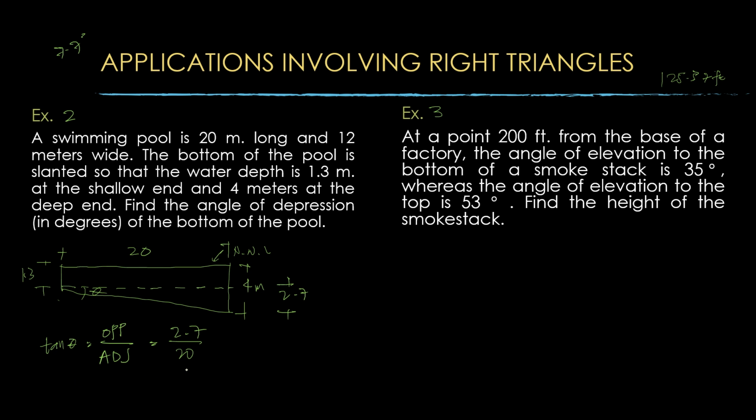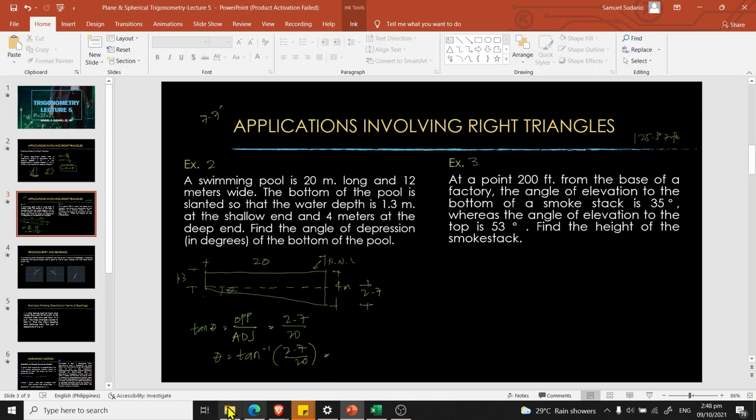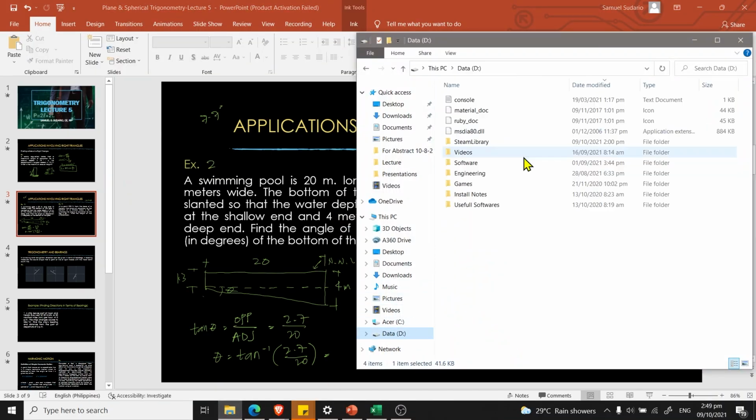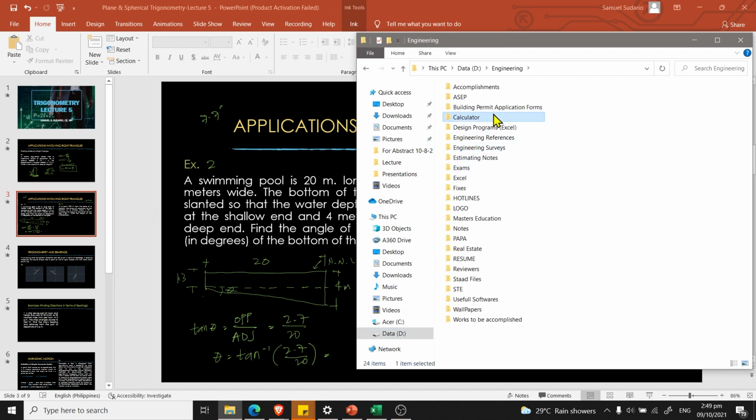Tangent theta is equal to 2.7 over 20, or theta is equal to the arctangent of 2.7 over 20. I'm not sure if you know how to manipulate your calculator. Do you have a calculator with you? It is a requirement when you're enrolled in the civil engineering program. I'm going to show you how to use your calculator.